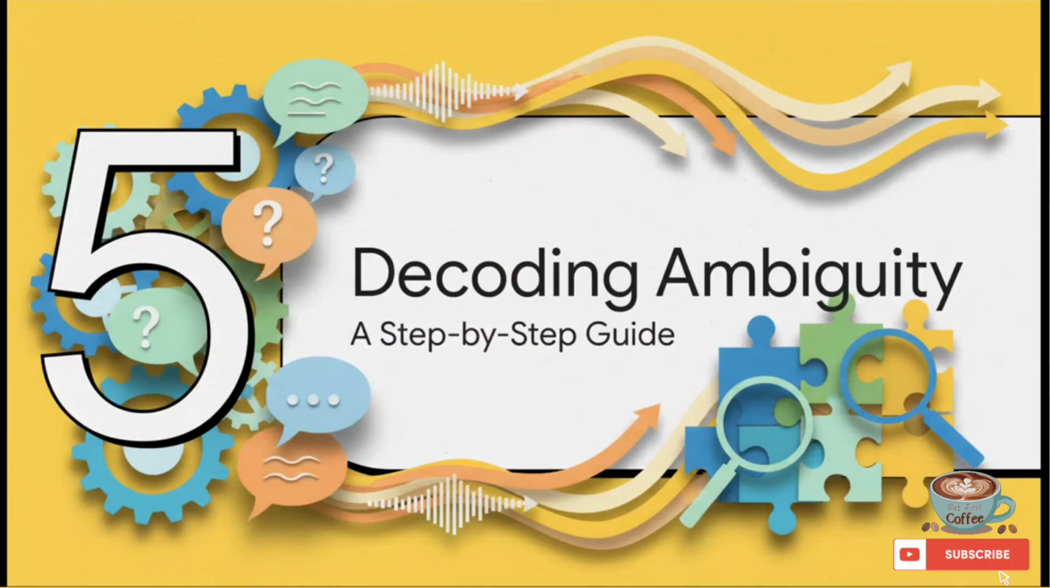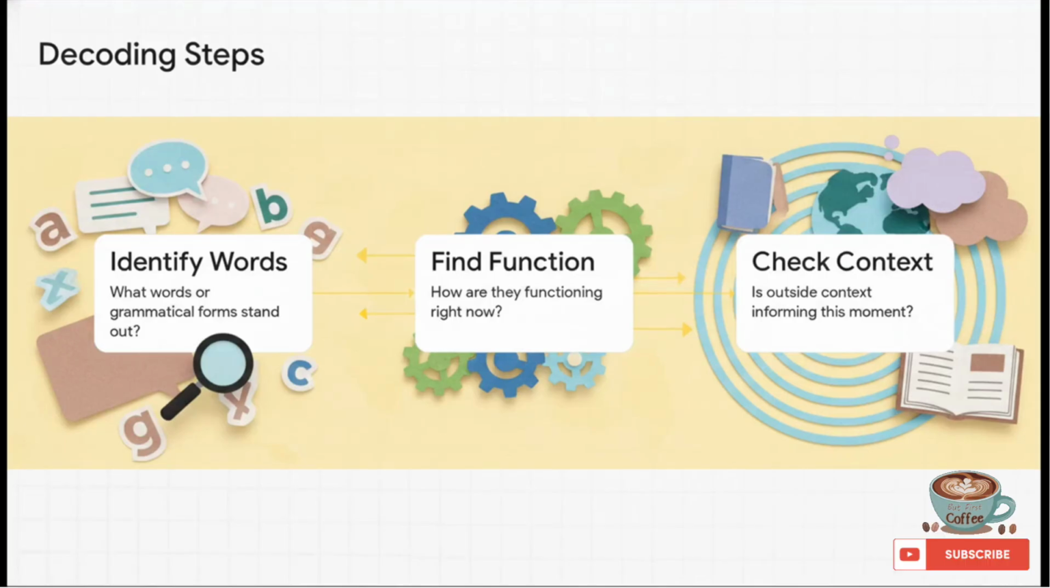All right, Section 5, Decoding Ambiguity. Let's look at a step-by-step guide. Let's systematize our approach with a formal step-by-step guide for your own analysis. When transcribing and analyzing dialogue, you want to ask yourself these 3 critical questions to peel back the layers of meaning. First, what words or grammatical forms stand out? Second, how are they functioning right now in this specific moment? And third, is outside context informing this interaction?